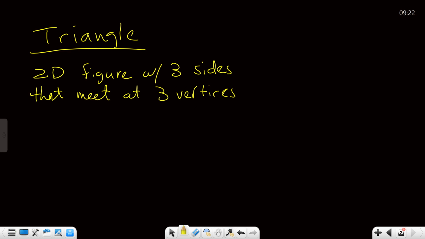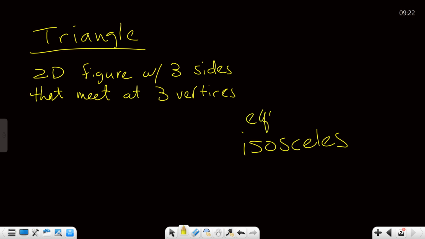Isn't isosceles 2 equal sides? Wait, that's a new word. Hold on. Did you say isosceles? Yeah. Okay, what's isosceles? Isn't it only 2 equal sides? Correct.